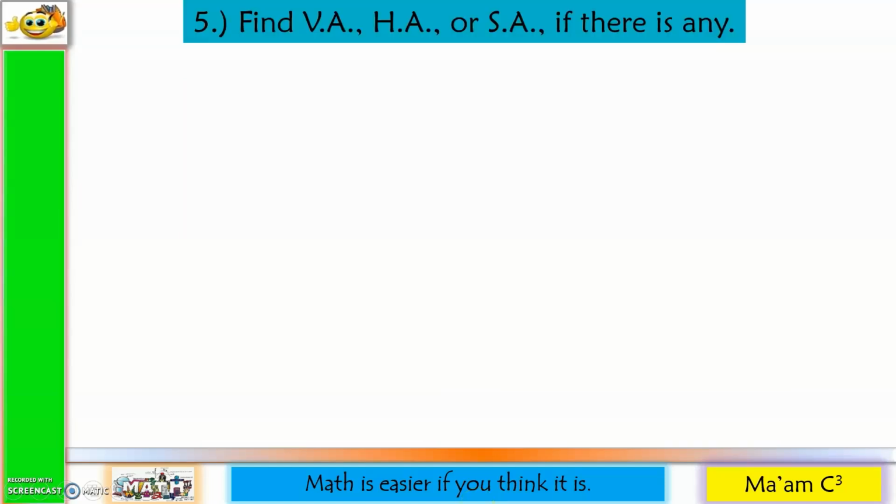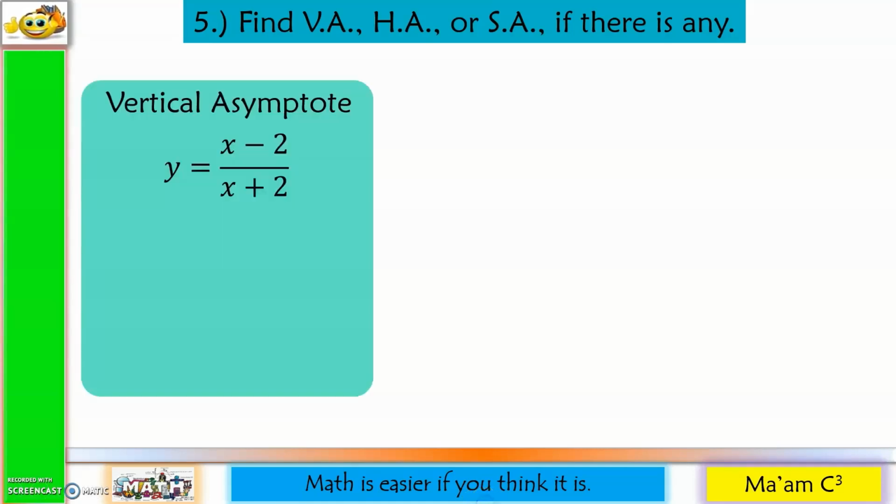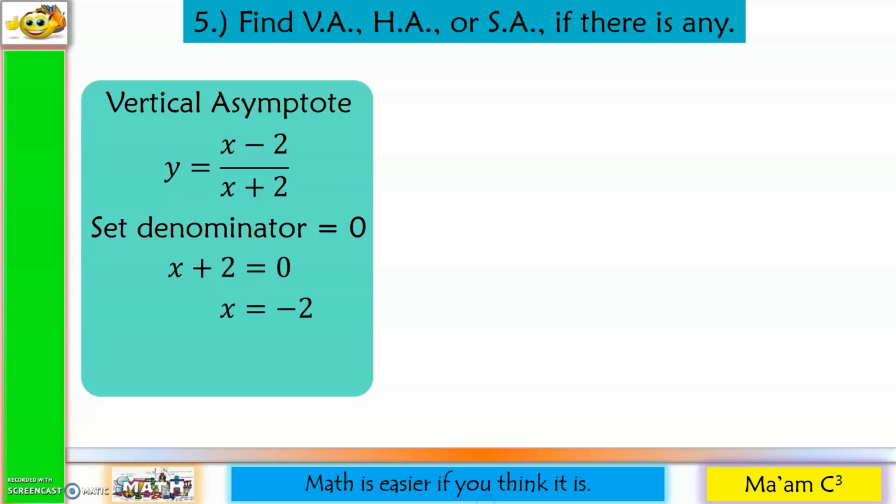Next step, find VA, HA, or SA if there is any. Let us start with the vertical asymptote. Let us equate the denominator to 0. So x plus 2 equals 0. Moving 2 to the other side, x equals negative 2. So our vertical asymptote is x equals negative 2.